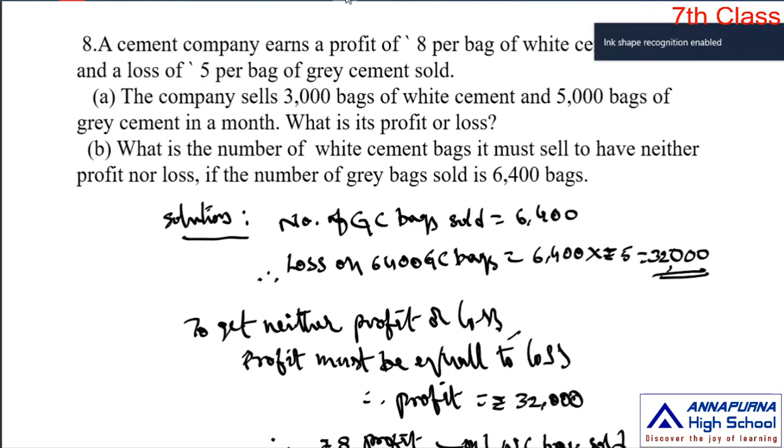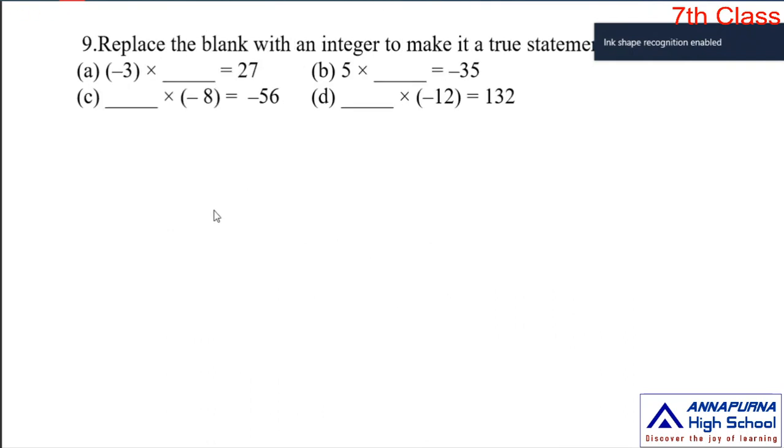Now, come to the 9th one. Replace the blank with an integer to make it a true statement. A, minus 3 into dash is equal to 27. As we know the properties, which integer is to be multiplied by 3 to get 27? 3 nines are 27. But here we got the positive. Therefore, the product of two negative integers is positive. Therefore, this is minus 9.